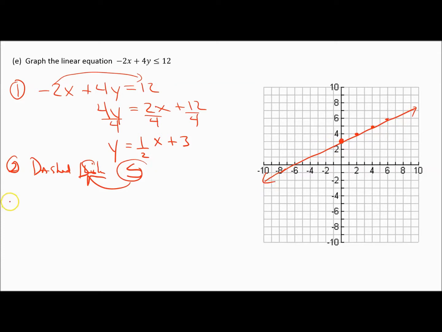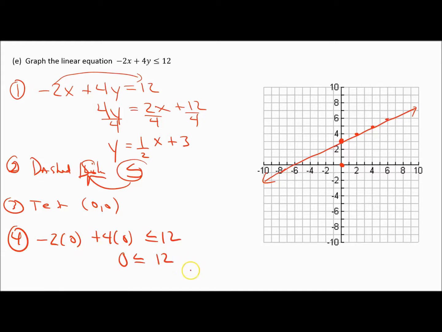Now I need to pick a test point, right? So I'm going to test this point right here, 0, 0, because he's my favorite. And I'm going to plug that into my original inequality right at the top. So -2 times 0 plus 4 times 0 is less than or equal to 12. Well, that's all 0 on the left. Is that less than or equal to 12?